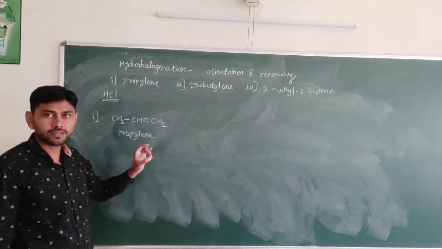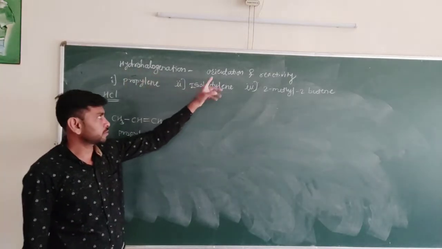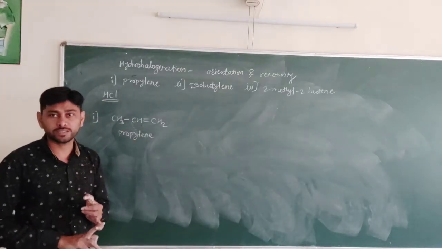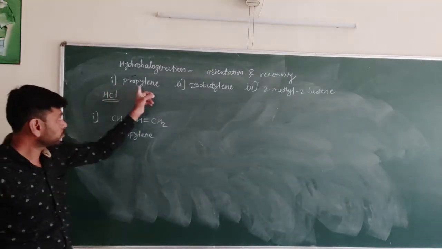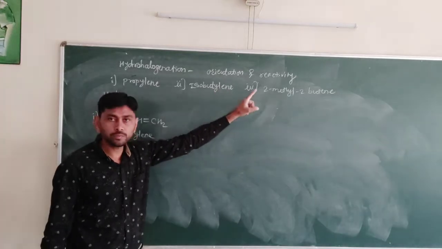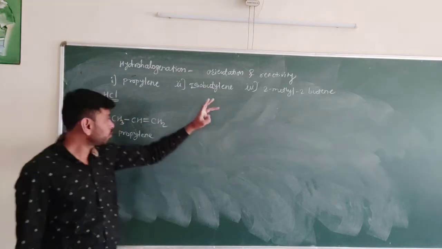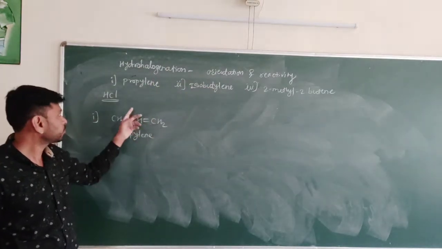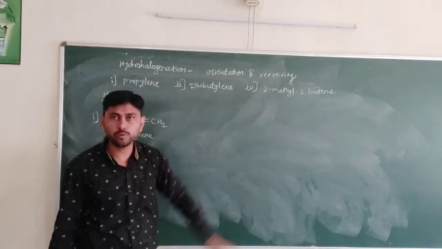We will see the orientation effect by studying the reaction hydrohalogenation, orientation and reactivity. We have to consider three unsaturated systems: first is propylene, second isobutylene, and 2-methyl-2-butene. These are the three unsaturated systems we have to consider in order to study the orientation effect and reactivity.